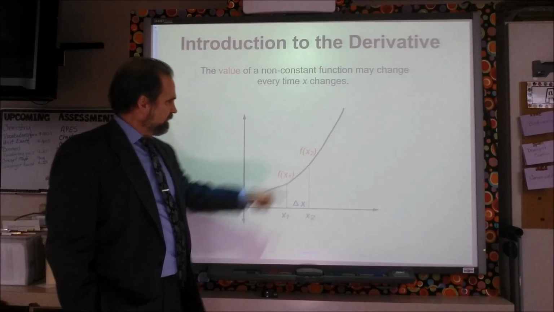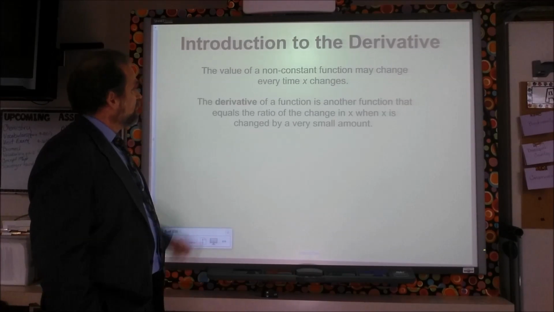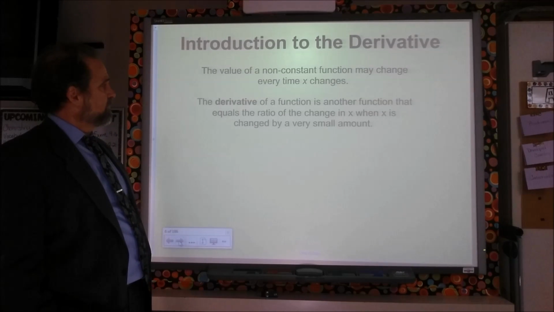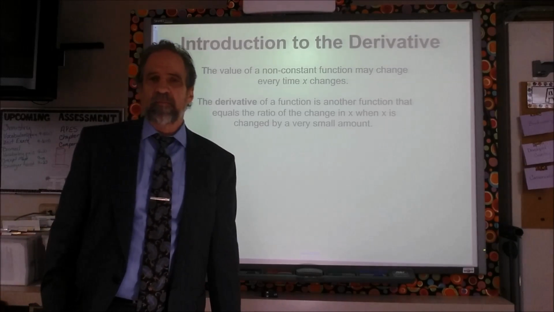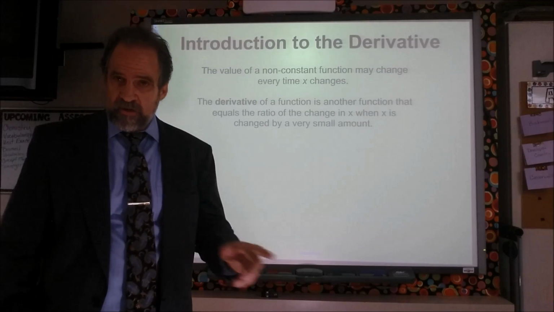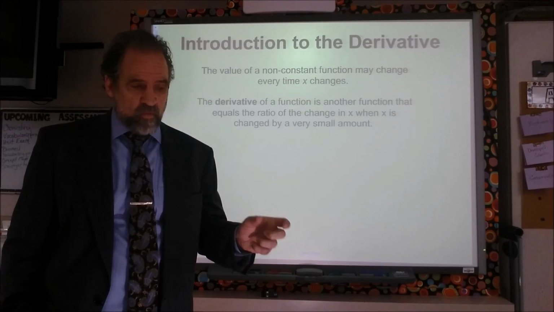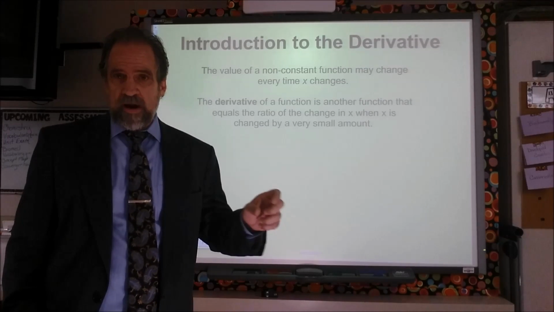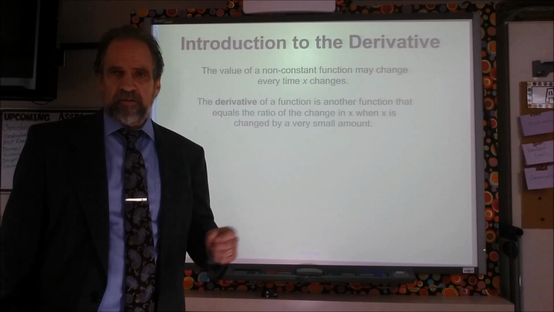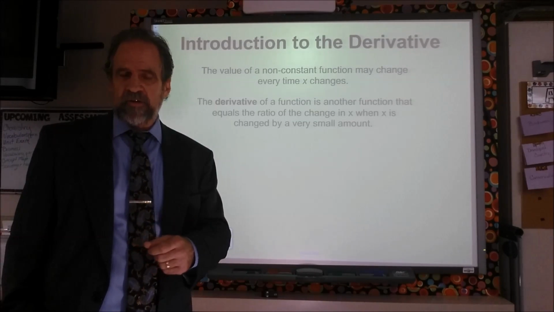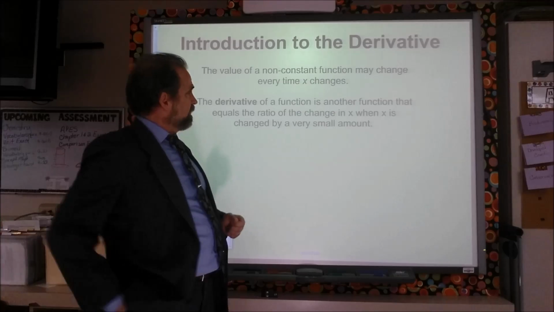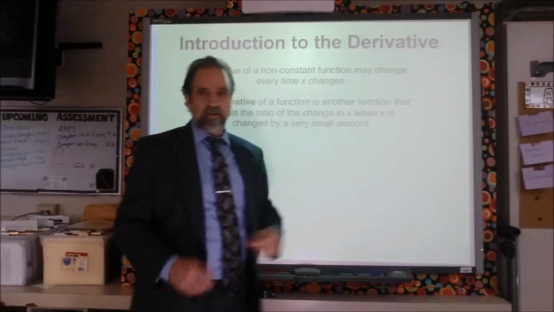So f of x1, f of x2, and of course, the derivative of a function is another function that equals the ratio of the change in x, where x is changed by a very small amount. What a mouthful of mathematics-ese. What is it saying? What is a rate of change? Let's think about what a rate is. Rate is a sub-word of ratio or rational. Those all mean basically a fraction construct. Now there's a subtle difference between a ratio, a proportion, and a fraction, but they can all be expressed in fractional form. So this derivative of a function is another function, okay?